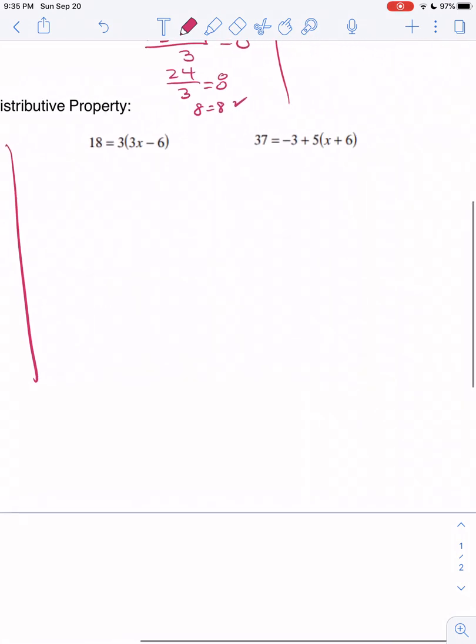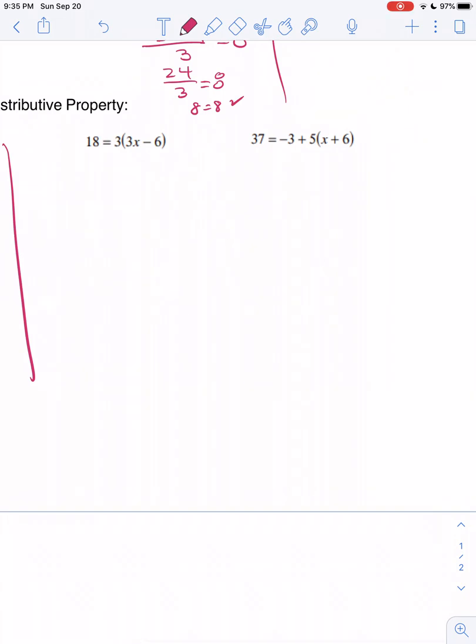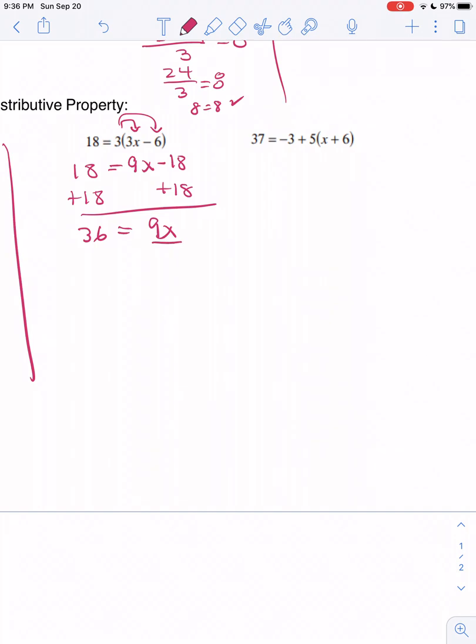What about distributive? Let's distribute before we go any further. Well, we could do it two ways. Well, let's distribute first. So we get 9x minus 18 equals 18. We're going to add 18 to both sides, get rid of that minus 18. So we get 9x equals 36, and we're going to divide each side by 9, and we get x equals 4.